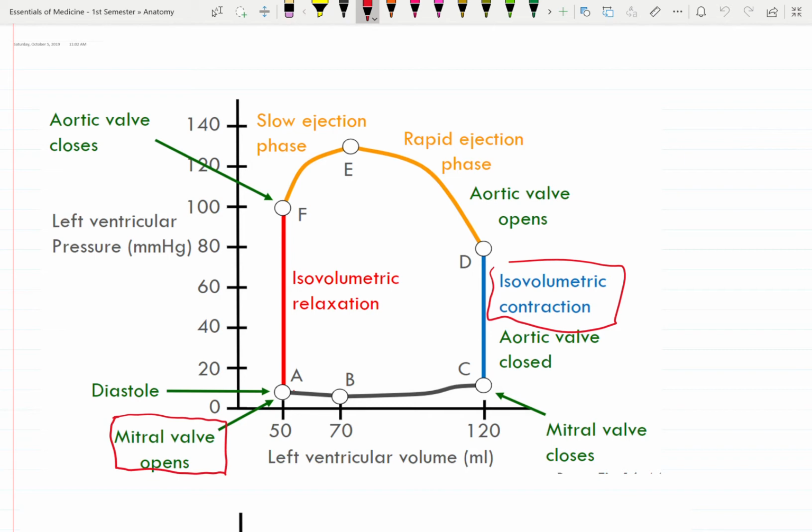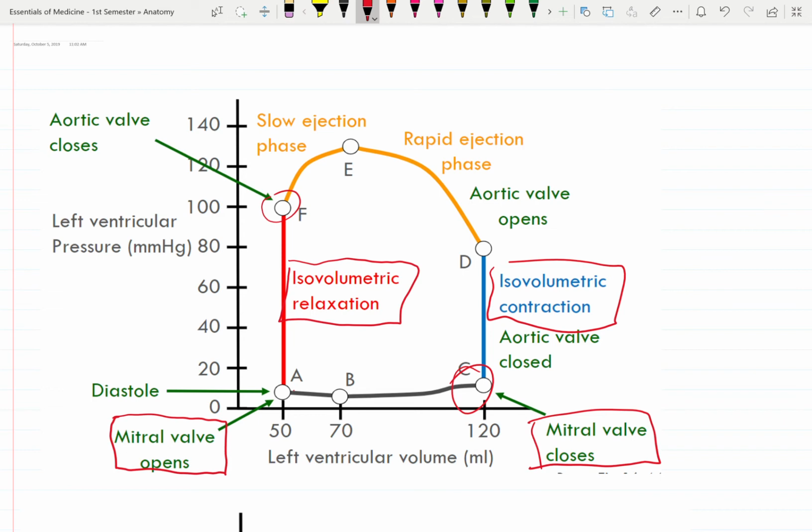And so this is the same as the contraction part, except now we're having both valves closed again. The mitral valve that closed over here at point C is still closed. The aortic valve was open, and now the aortic valve closes. So now we're looking at both valves closed. Therefore, no change in volume. That represents this line from F to A.